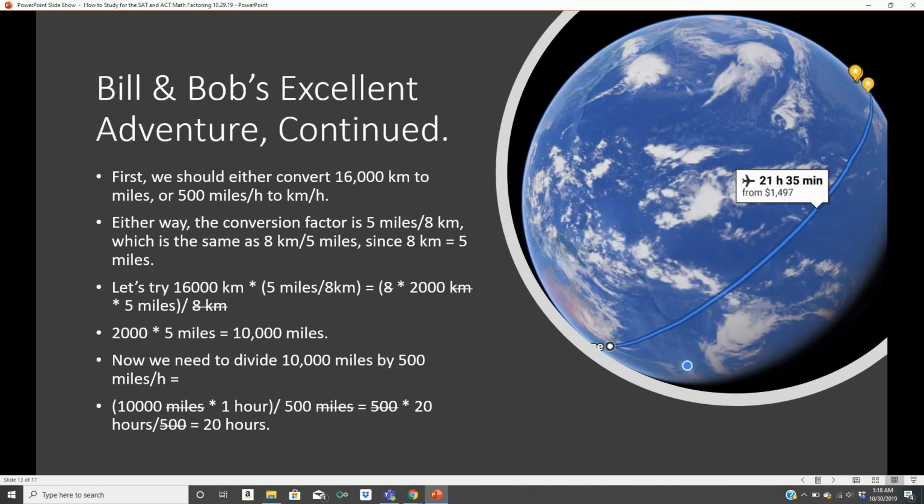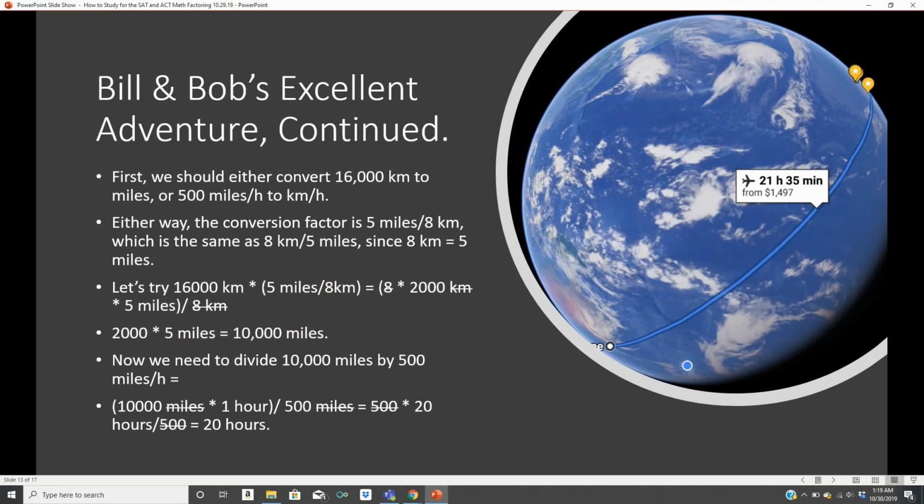let's try 16,000 kilometers times 5 miles over 8 kilometers. All right, so the first thing we want to make sure is, do the units cancel out? Hopefully in physics or chemistry you've learned that. So that's going to be kilometer, kilometer. Oh, good. That's on the top of the fraction. That's on the bottom. So boom, kilometers cancel out. So we strike that out. And it's 8 times 2,000 over 8 times the kilometers. So boom, the 8's cancel out. So then you end up with 2,000 times 5 miles. 2,000 times 5 miles is 10,000 miles.